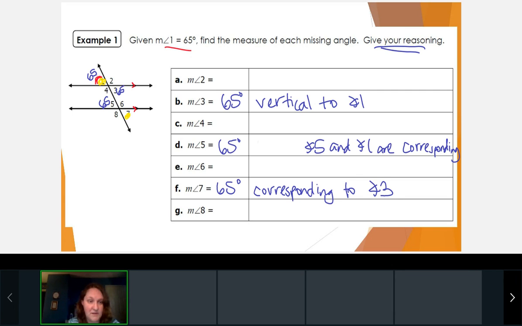So 2 and 8 would be congruent. Yes, 2 and 8 would be congruent. Very good. Now let's look at angles 2, 4, 6, and 8. Those are not going to be 65 degrees. Clearly they're obtuse in the picture.